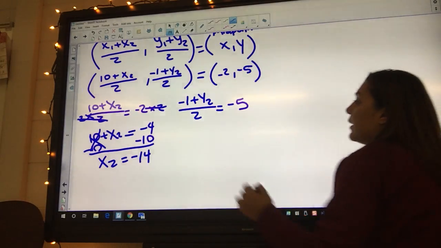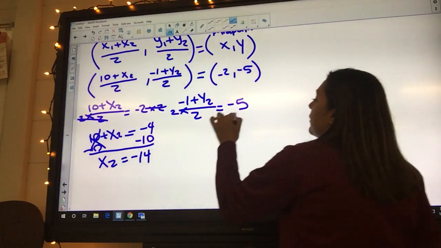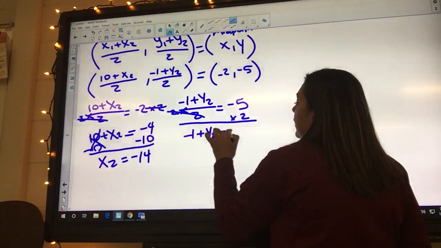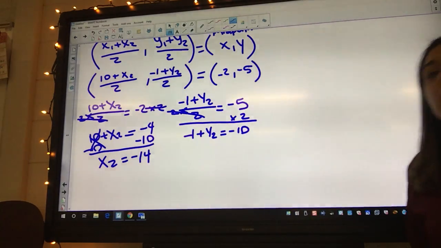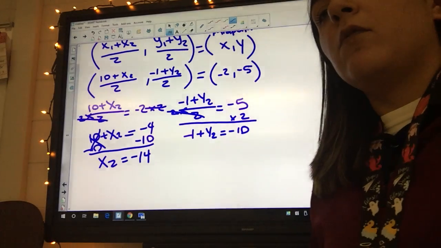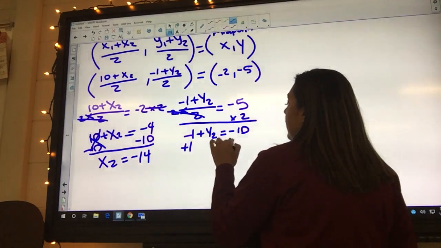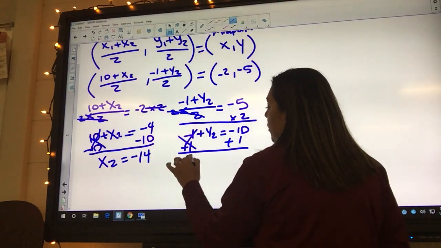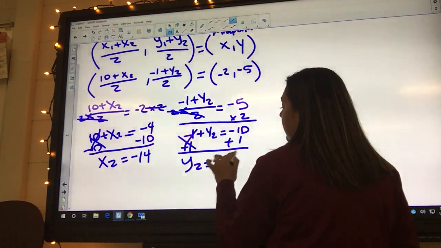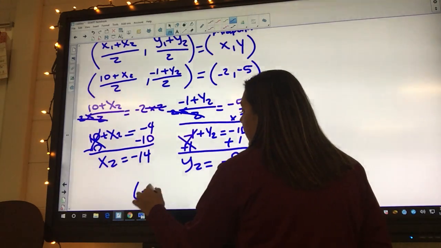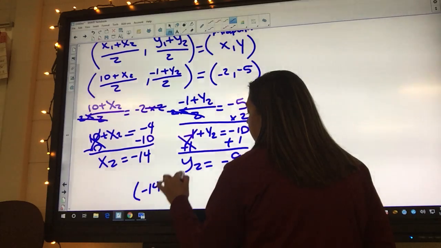Okay, and on this one, same thing. I gotta multiply both sides by 2. So I got negative 1 plus y sub 2 equals negative 10. I'm trying to get y sub 2 all by itself, so I gotta add 1 to both sides. So y sub 2 equals negative 9. Okay, and our very last step is to write these in coordinates. So it's gonna be negative 14, comma, negative 9.